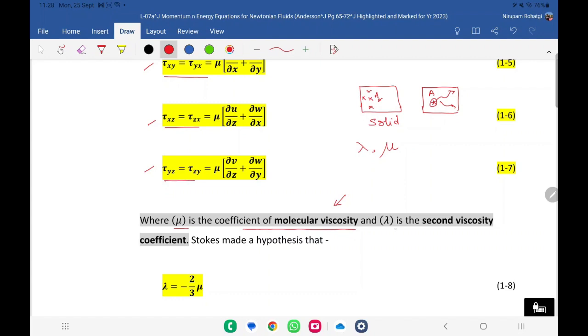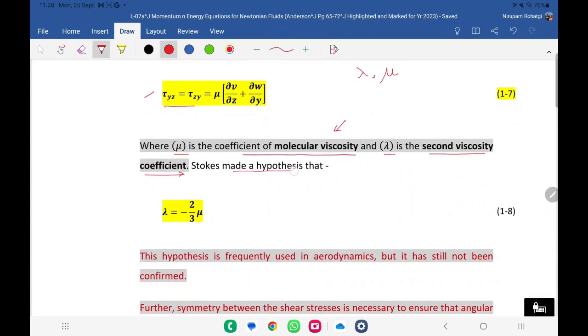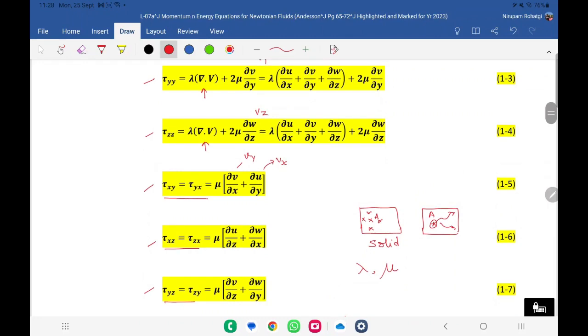Then there is another lambda, which is called the second viscosity. I'll tell you about it sometime later on. But Stokes made a hypothesis that lambda is equal to minus 2 by 3 mu. Why is he doing it? Because now lambda will also be replaced, and mu, we very well know experimentally. So you will find that in all these equations, lambda and mu are there, and u, v and w are already counted, so they do not add up to variables. They are not extra variables.